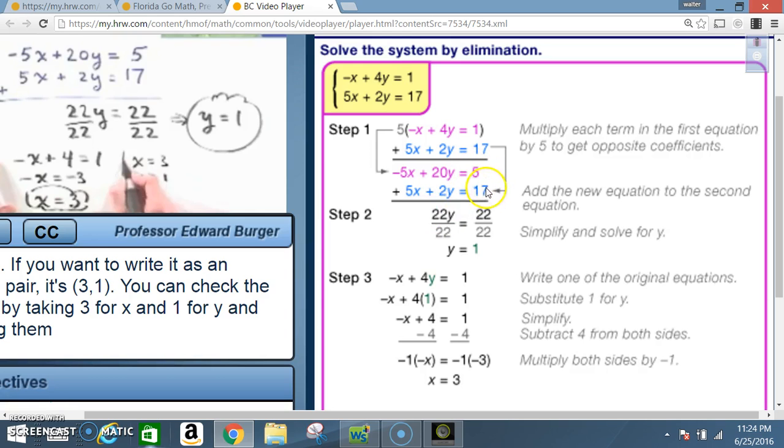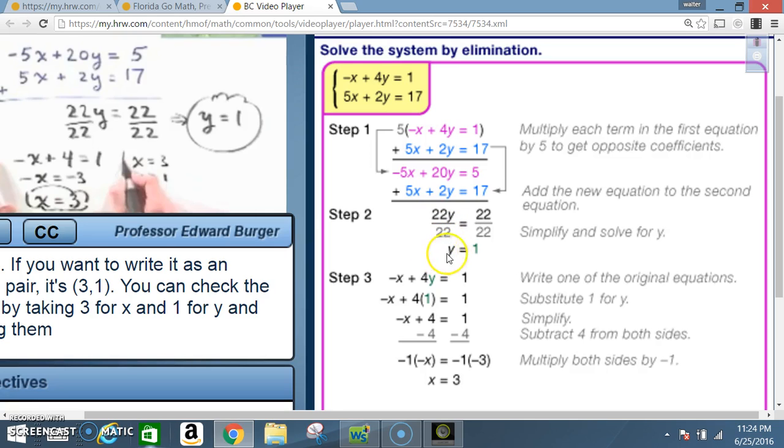And then 5 plus 17 is 22. So now I'm going to solve for y, a one-step equation. 22 times y. What's the opposite of multiplication? Division. So I divide both sides by 22. 22 divided by 22 is 1. So that's really 1y right there.